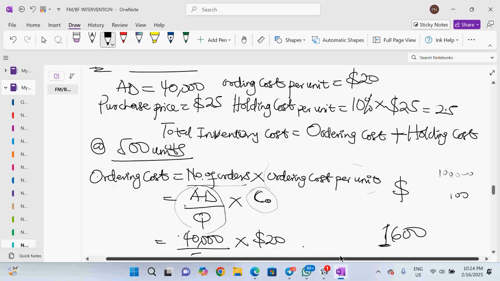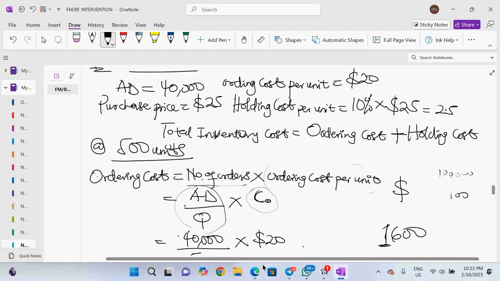If you order 10 times, and each order you are paying $20, it means 10 times 20 to know the ordering cost, because you ordered 10 times and each time you order you are paying $20. So what will be your ordering cost? The ordering cost will be the number of times you ordered times the ordering cost per unit. So that is what the question is asking.